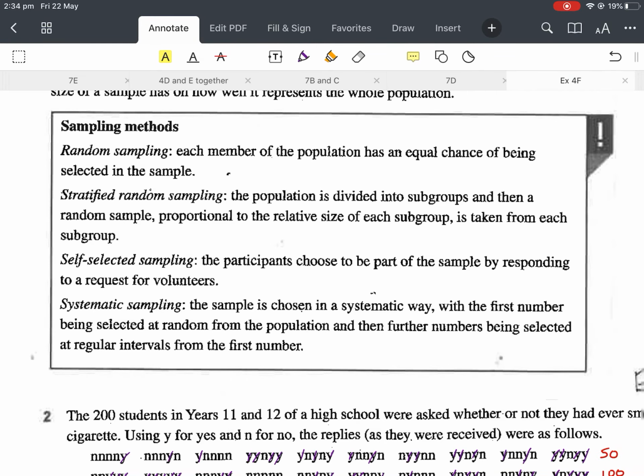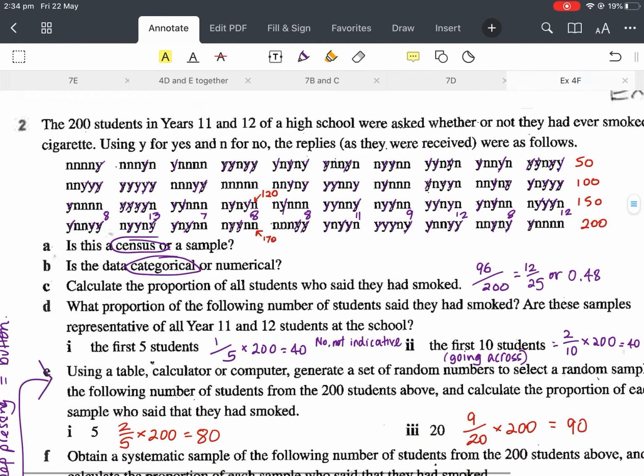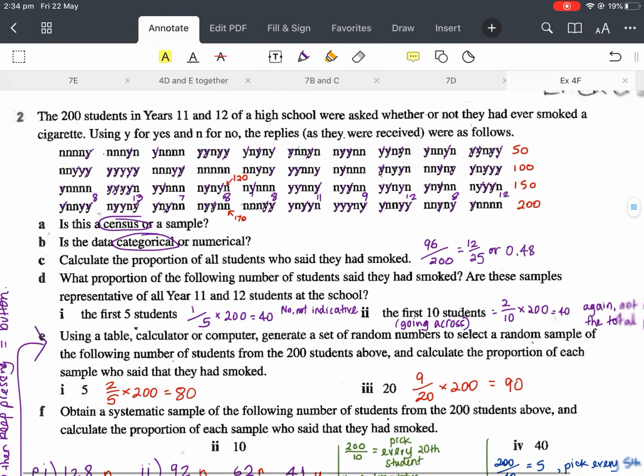So let's have a look at question 2, because it was pretty hard. Question 2 has 200 students in Year 11 and 12 who were asked whether or not they'd ever smoked a cigarette, and here were all their results. They're in lots of 5. The top row was the first 50 responses, I went across ways. The second row was the next 100, and so on for the 200. Now, because we're asking all of the students in Year 11 and 12, this is a census. And there are no numbers involved, it's either yes or no, so therefore it is categorical data.